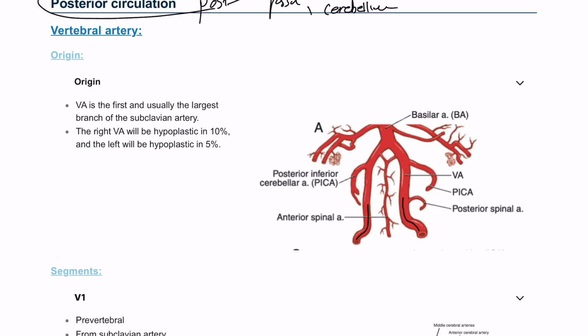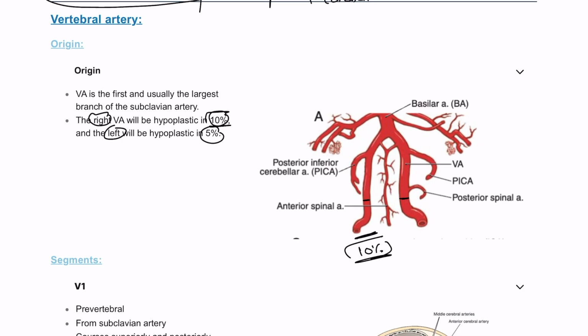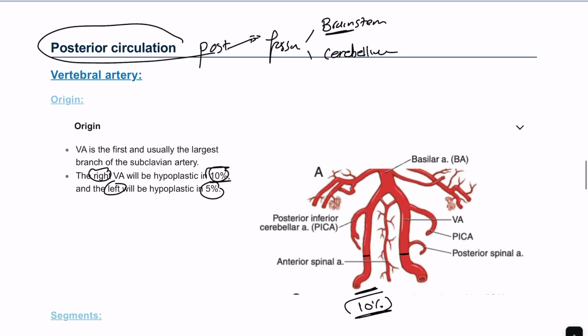But you can see the big difference here. I want you to look at this diagram, which shows a quite thick left vertebral artery and a relatively thin right vertebral artery. And this explains the dominance of the vertebral artery. Most of the time you will have patients with right vertebral artery dominant or left vertebral artery dominant. The right side is hypoplastic in about 10% of the population, and the left side is hypoplastic in about 5% of the population.